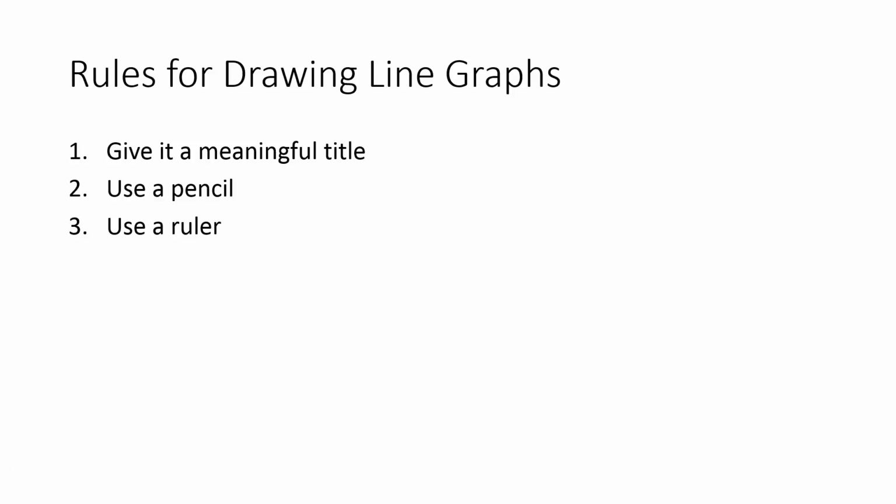Use a ruler for drawing up your axes and your line of best fit. More on that later. Label your axes. That means give them a name. Tell us what they're measuring, whether it's temperature or time or concentration. Give them a label like that. Put units on them. So tell us if you're measuring time, tell us whether you're measuring time in seconds or minutes or weeks or years.